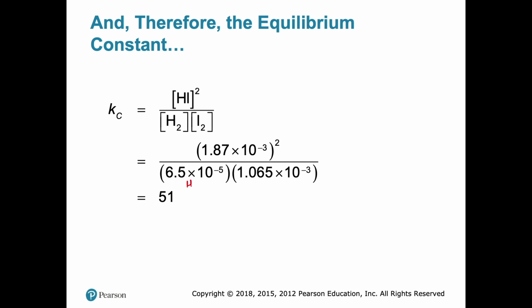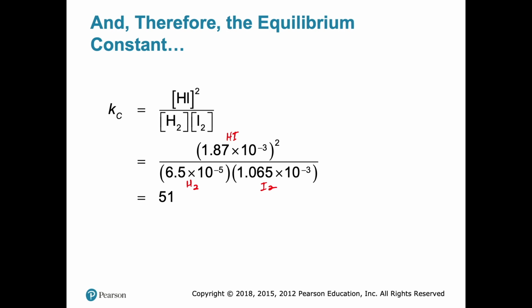Just to remind you, this is the H2 concentration at equilibrium. This is the I2 concentration at equilibrium. And this was the HI concentration at equilibrium. And you just do that math. So don't forget Please Excuse My Dear Aunt Sally, because you're going to get this wrong if you don't follow the order of operations. You have to square these numbers first. Then you multiply these numbers by each other, and then you divide them. Otherwise, you get the wrong answer.